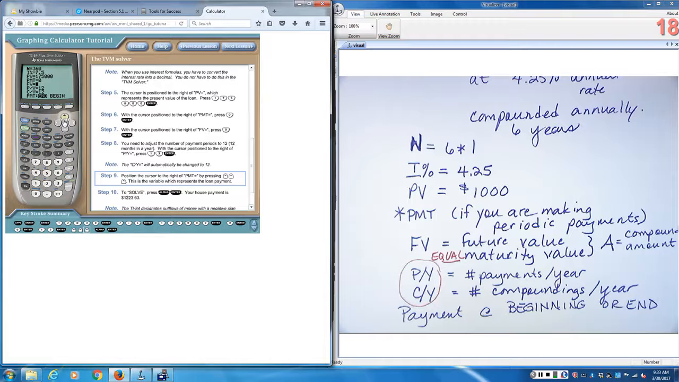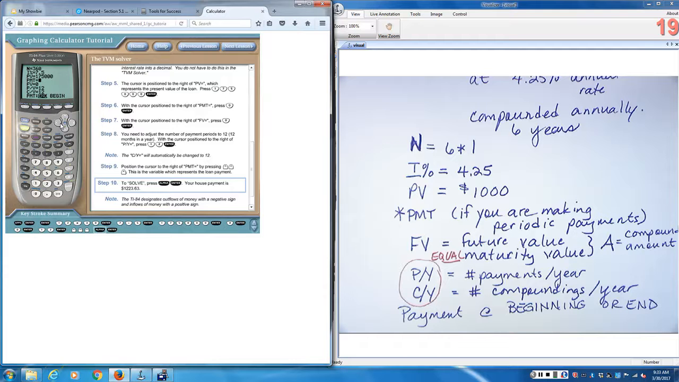Now what we want to know is what the payment is going to be. So you move your cursor up and put it next to the payment variable. And then you press your alpha button and your enter button to choose solve. So your payments on that house are going to be $1,223.63 every month. Okay?